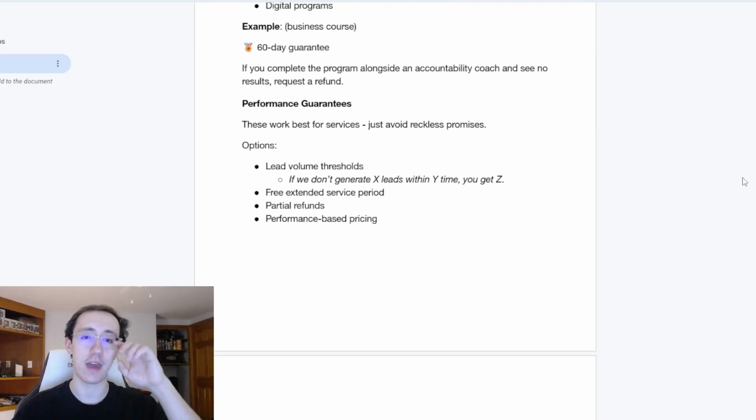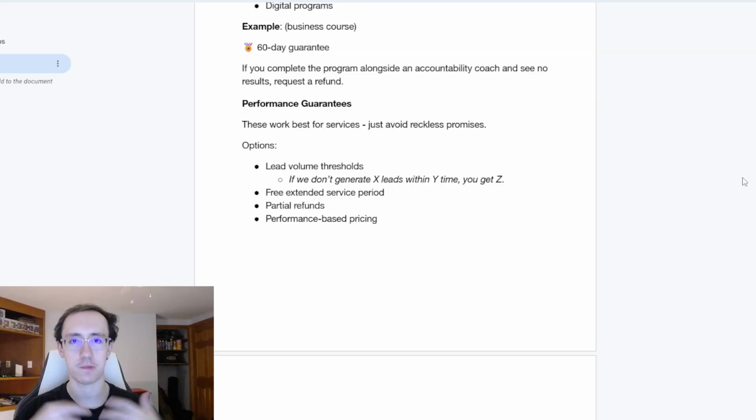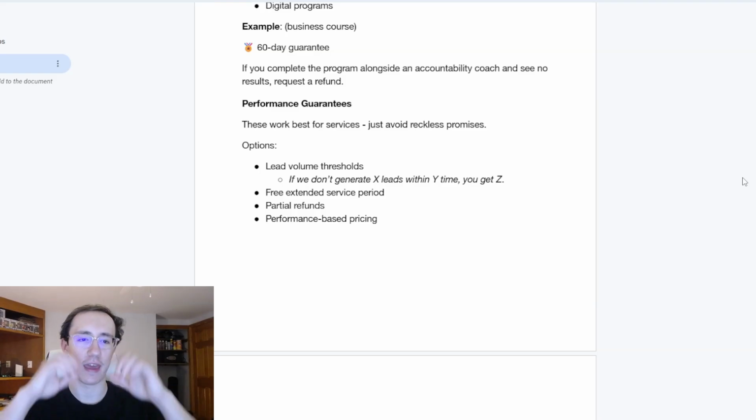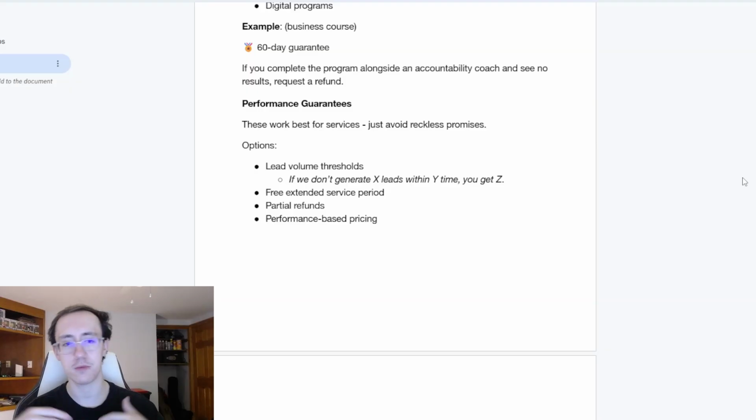We could also have a performance guarantee. This works best for services. You just want to avoid promises that you can't reasonably keep, right? So you can't promise if you don't get 50 leads in the first week, then you get a full refund, because you'll probably have to issue a lot of refunds, right? You could have a lead volume threshold. So if we don't generate X leads in Y time, they get Z. You could do free extended service periods, partial refunds, or just different performance-based pricing.